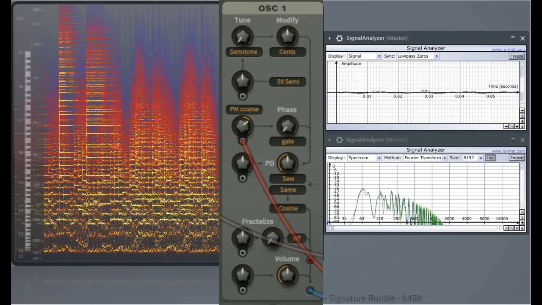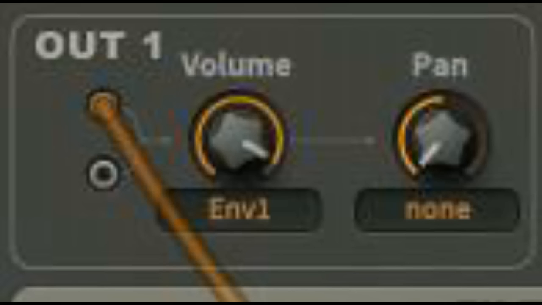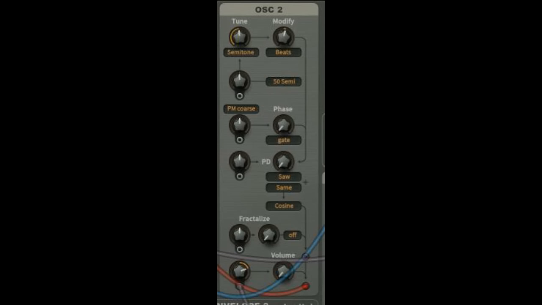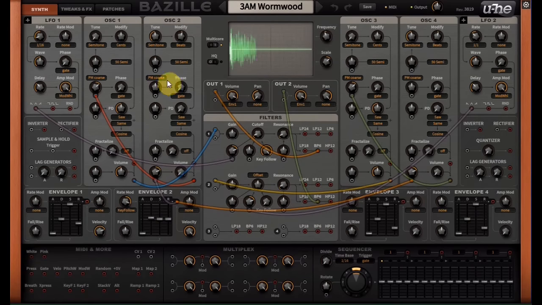Okay, I want to follow the audio routing now, only the audio, so I'm going to remove all modulations. To find out how the audio signal flows through the synth, I start at the end, at the output, and work myself backwards through the VST to be sure I'm really following the audio, and not a modulation path starting at one of the oscillators.